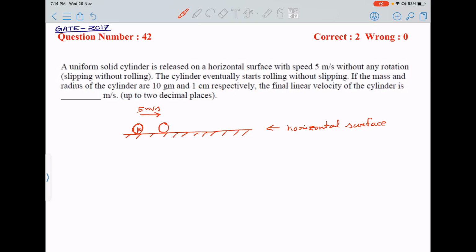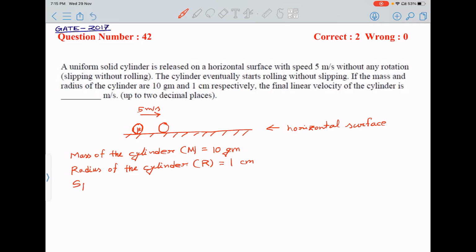So the mass of the cylinder, let's say m, is 10 gram, and the radius of the cylinder, which is r, is given as 1 centimeter, and the speed of the cylinder, that is v, is given as 5 meter per second. Okay, so let us calculate these things.